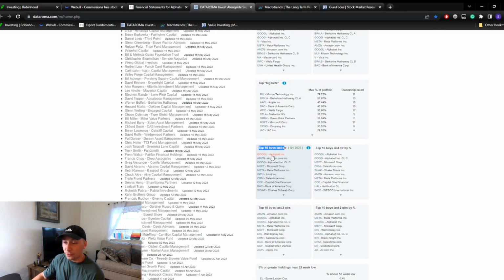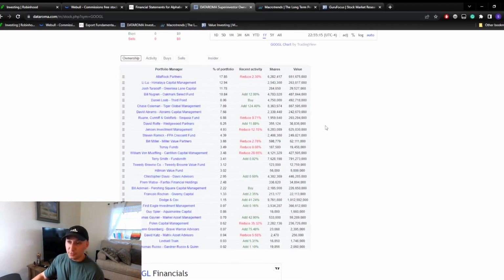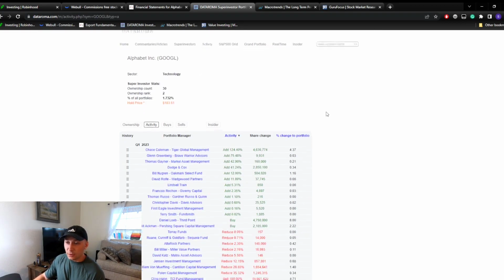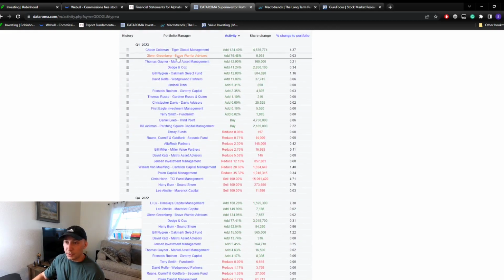And as you can see here, Google is actually the number one top buy last quarter by percentage and by quantity. So if we're looking at Google, and I want to see just about how many people own it, here's a list of all the people that own it out of the big hedge funds and big institutional investors. And if I click activity, I can see quarter by quarter what's been happening. So here I can see last quarter, quarter one, we had a lot of investors add to their positions, but we've had a decent amount also reduce their positions, some even selling out completely.